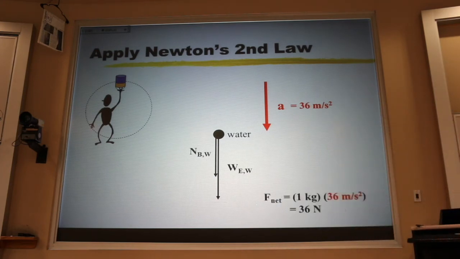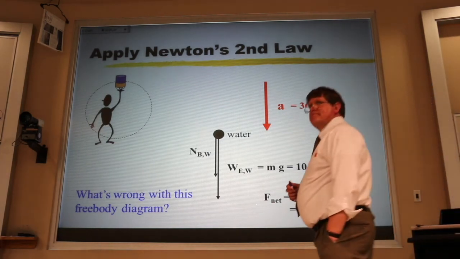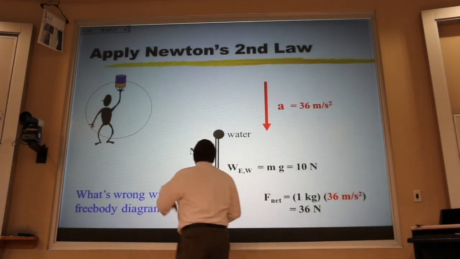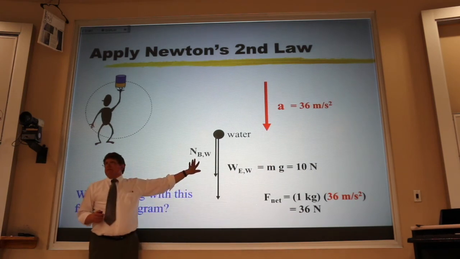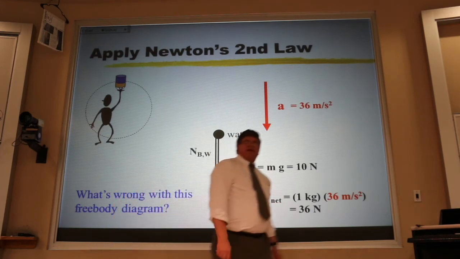Now, the net force, if I've got 1 kilogram of water, is 1 times 36, or 36 newtons. The weight of 1 kilogram of water is 10 newtons. So what's wrong with this diagram? What's the mistake there? How big should this normal force be? Yeah, it should be 26 newtons. It should be clear down to here. But we couldn't afford the bigger screen, and so we had to go with the mistake.